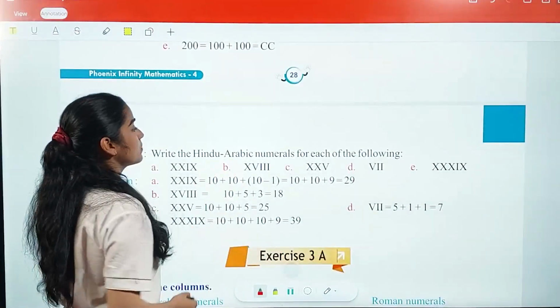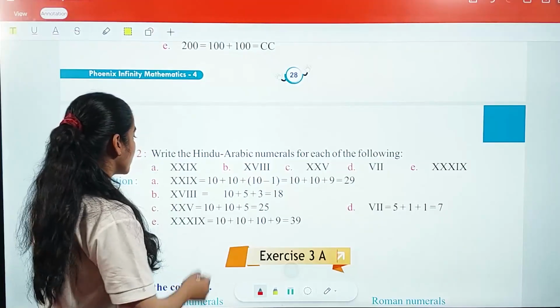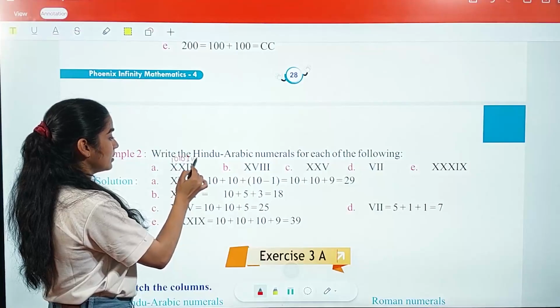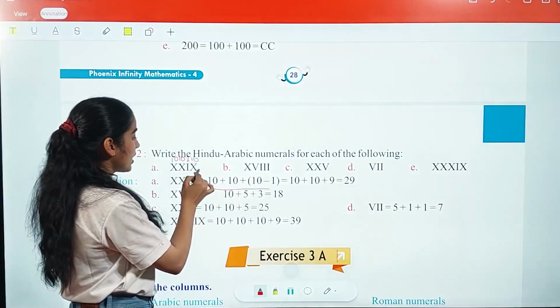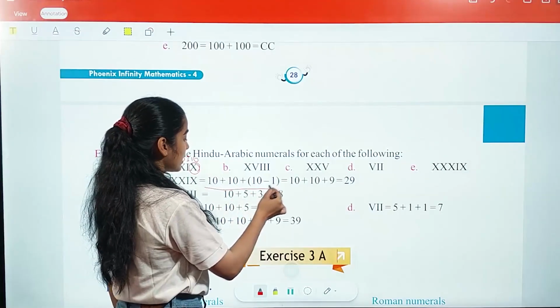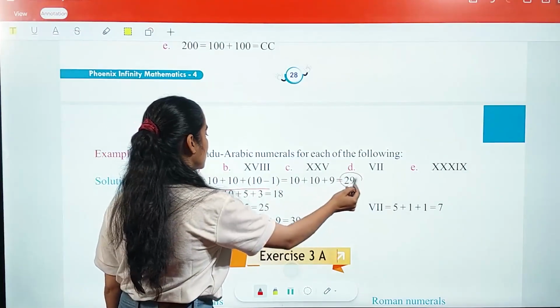Now write the Hindu Arabic numeral for each of the following. So 10, 10, 1 and 10. So these are your numbers and we have a bigger number. So 10 plus 10, 20. 10 minus 1 is 9. So 20 plus 9 is 29.